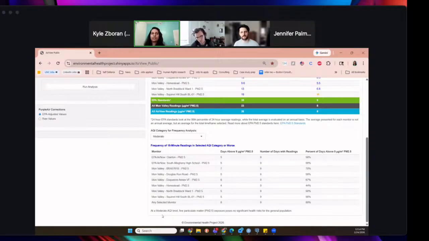Like here, at a moderate AQI level, fine particulate matter exposure poses no significant health risks for the general population. But if you were to select, say, very unhealthy, it will tell you what that exposure could do. It could aggravate heart or lung diseases, increase premature mortality risks in vulnerable groups, and cause substantial respiratory effects in the general population.